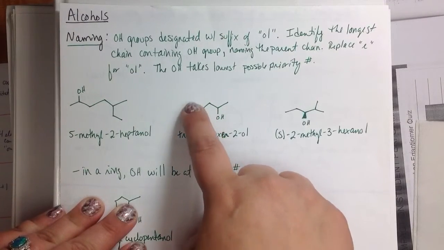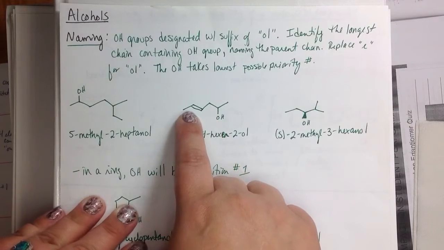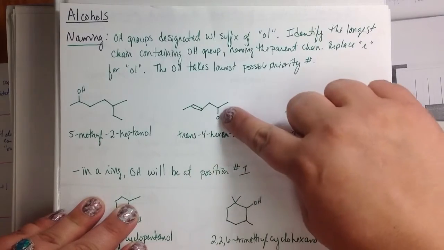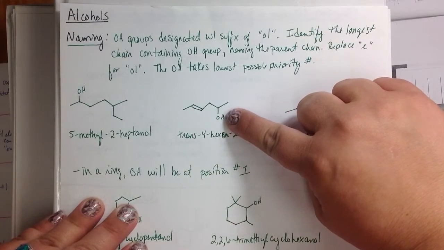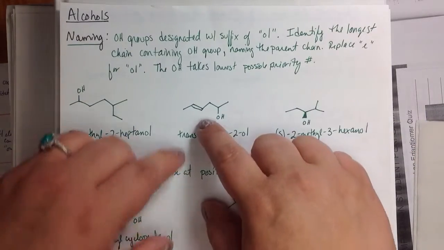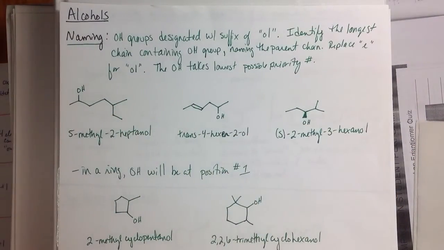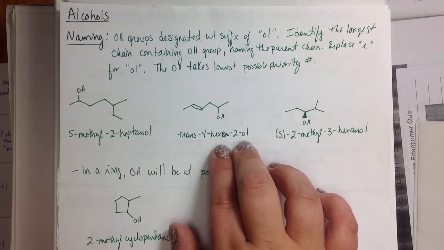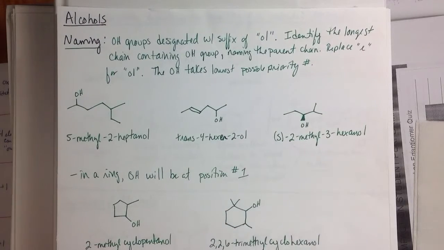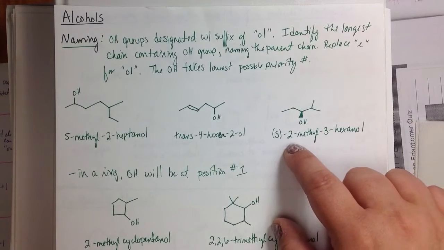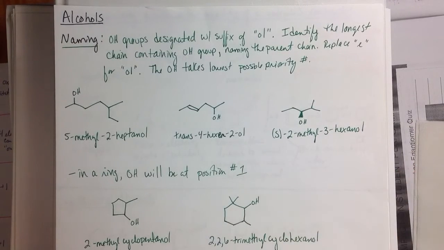You can have a double bond still here, and that's still going to be a hexene, but this would still take priority, so that ends up being the number 2 position. This is at a trans position, so this becomes trans 4-hexene 2-ol. That's a way to sort of get in 2 different changes at the end of the word. And finally we would have, this is an S 2-methyl 3-hexanol.